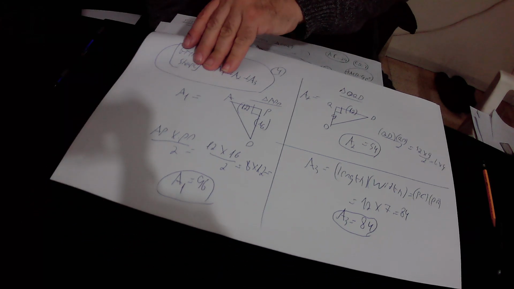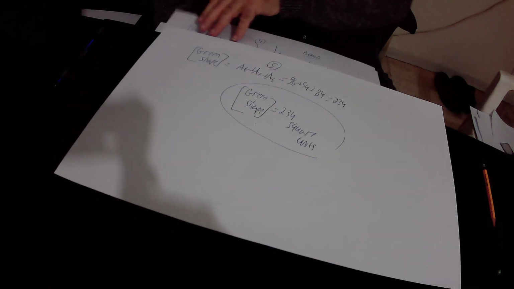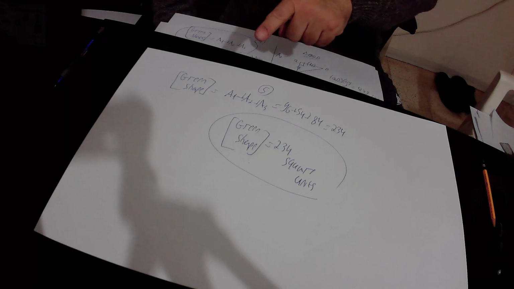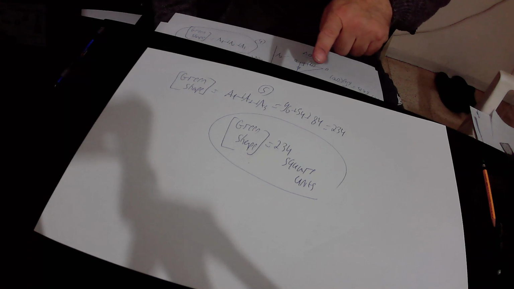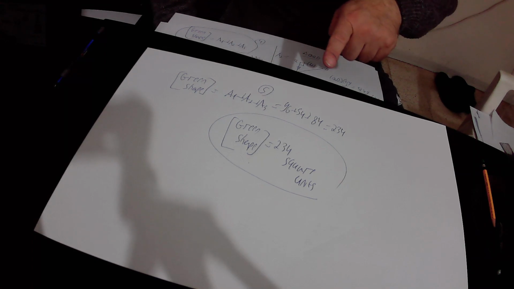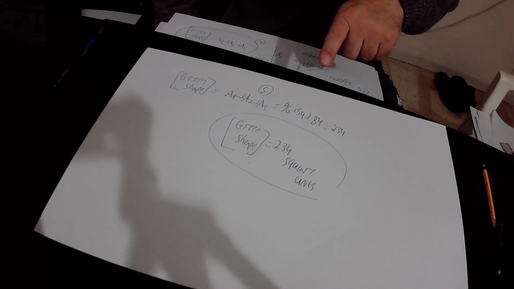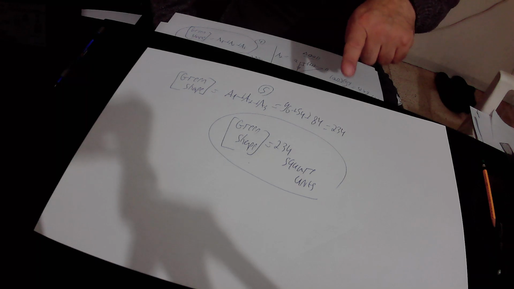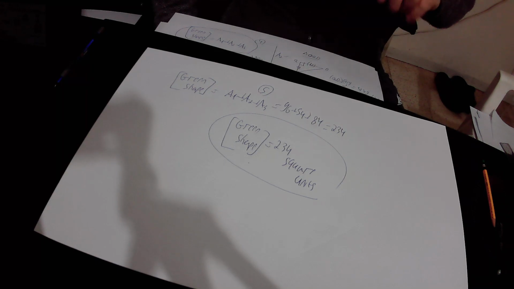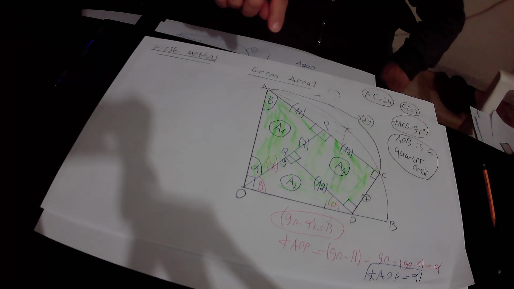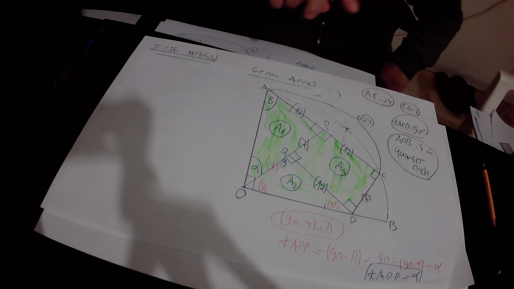So actually we found out that the area of the green shape equals A1 plus A2 plus A3. A1 is 96, A2 is 54, and A3 is 84. 96 plus 54 is 150, and 150 plus 84 is 234 square units. So in conclusion, the area of this green shape, according to the first method, equals 234 square units. We finish with the first method.